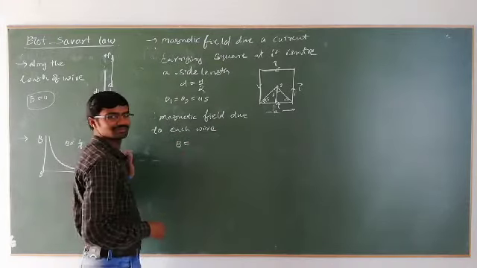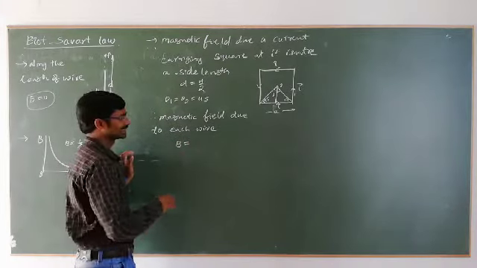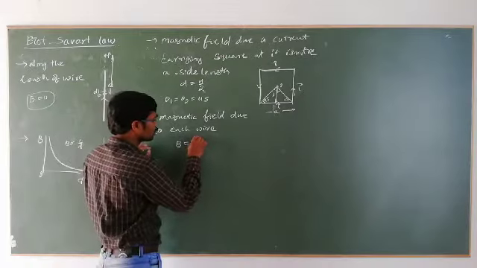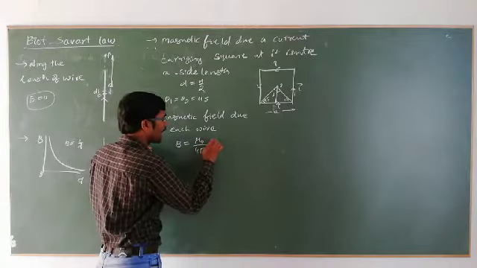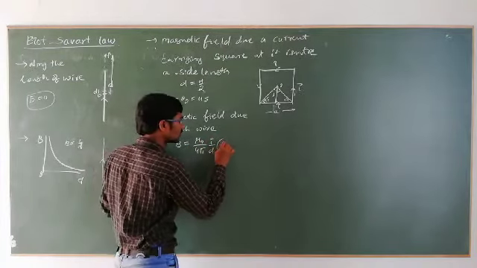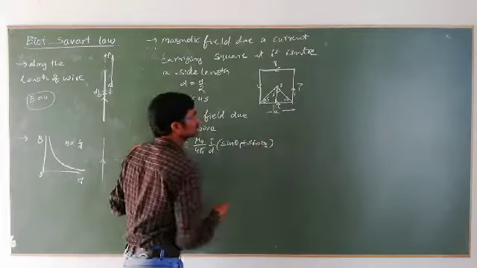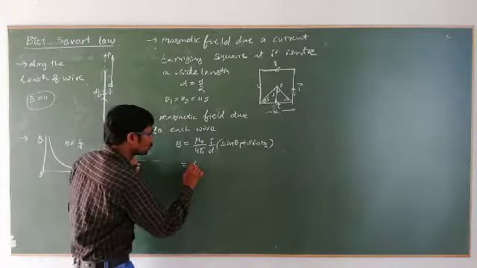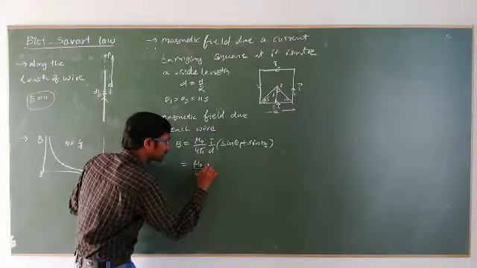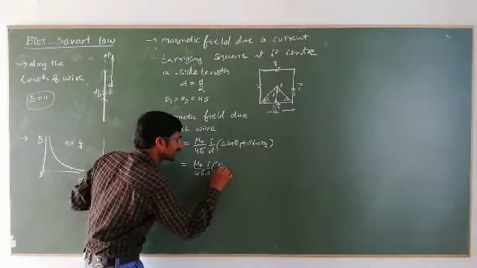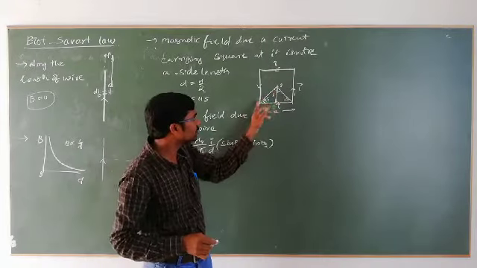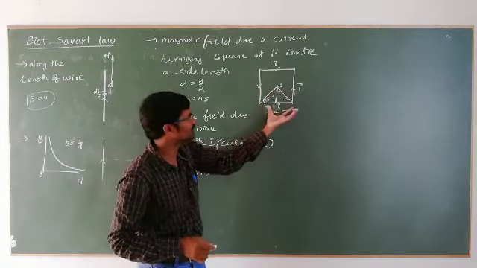But what would happen if we go on increasing the distance from the wire? What happens to the magnetic field? The magnetic field will decrease like this. B is inversely proportional to D because the current is the same. Based on this one, let us discuss some applications.